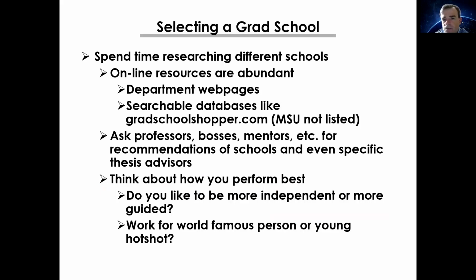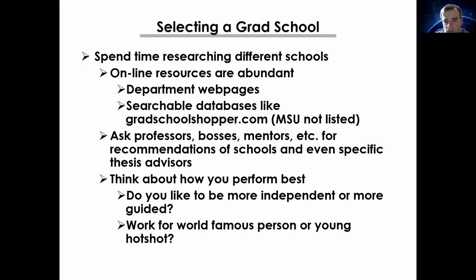Once you decide, okay, I really want to go to graduate school, how do you select one? Spend some time researching different schools. Don't just pick at random. Really look at what is available at the different schools. There are a lot of online resources, departmental web pages, and searchable databases. But again, ask professors, bosses, mentors for recommendations of schools, and even specific thesis advisors. They might know what area of research might be strong at what university.